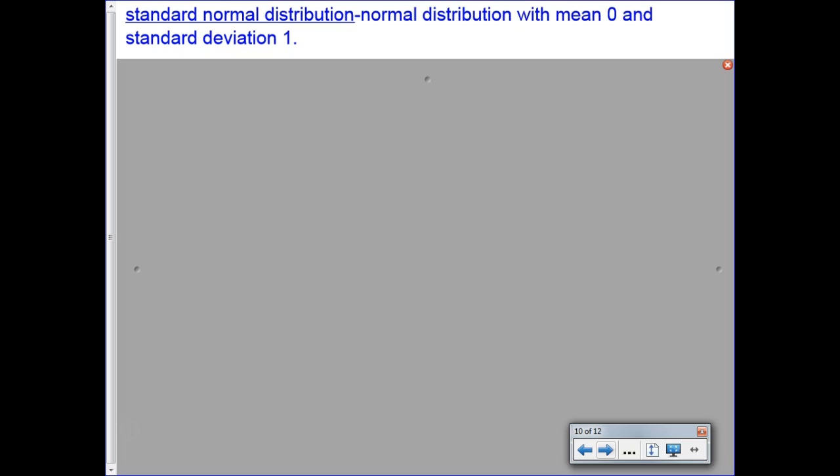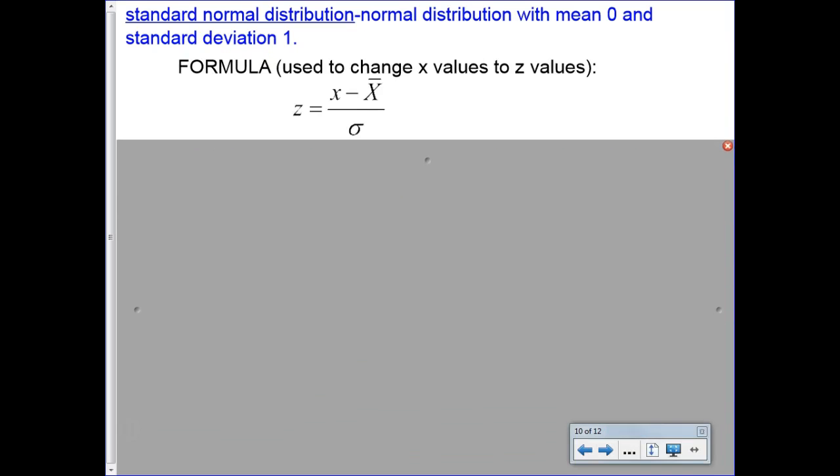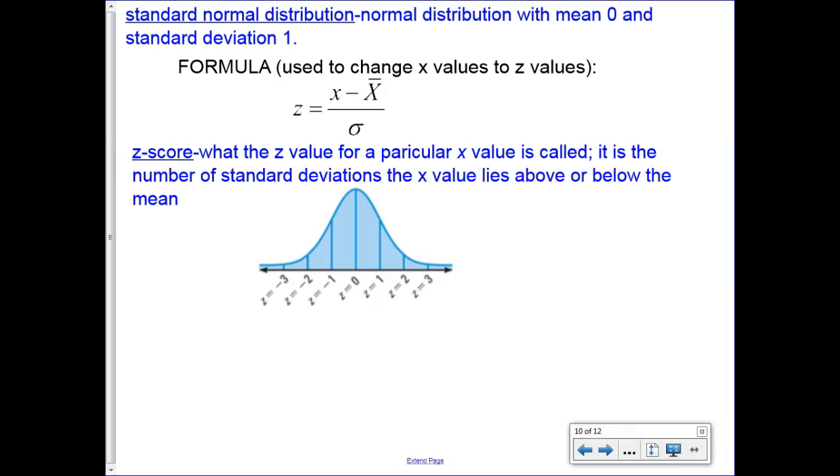So, standard normal distribution. A standard normal distribution is a normal distribution with a mean of 0 and a standard deviation of 1. So this is another way to deal with it when your numbers aren't coming out nicely. This is how you can deal with things. So it's used to change x values to z values, and we have a z value chart to help us with this. So a z-score is what the z value for a particular x value is called.